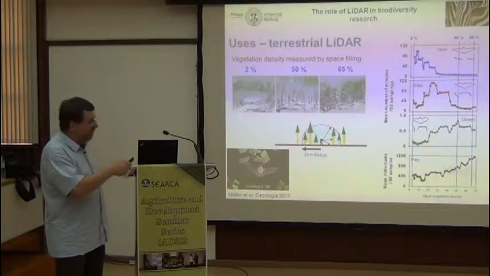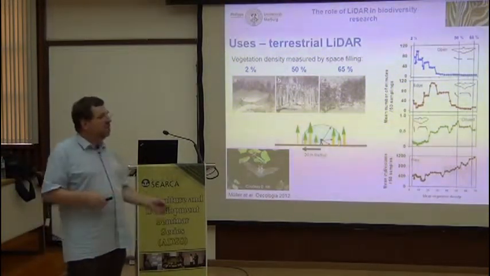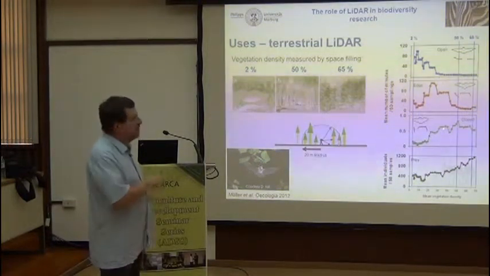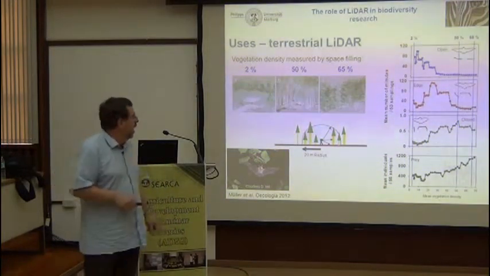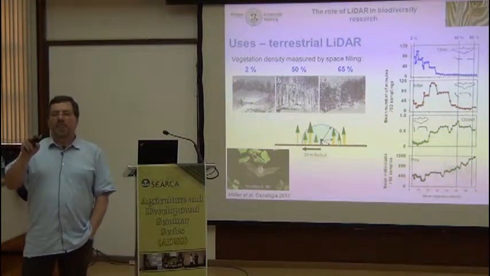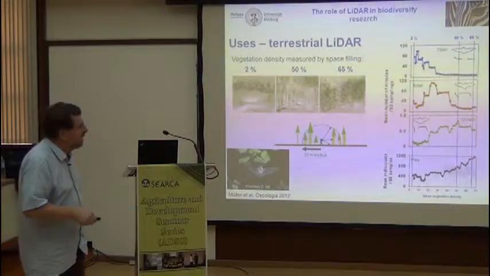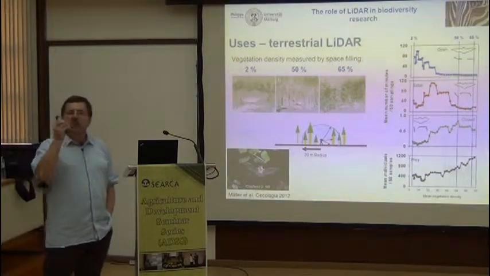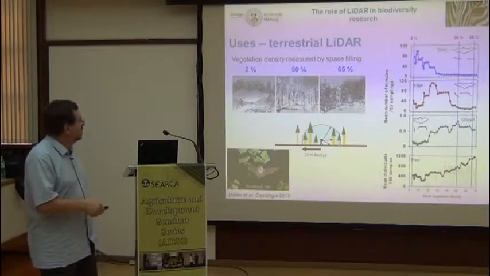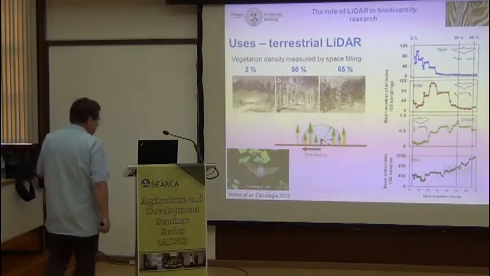When you plot the activity of the bats along this space filling of the vegetation, here labeled mean vegetation density, you see what you expect. The open space foragers go down, the edge foragers are in the middle, and the closed vegetation foraging species are in the dense forests. So the first aim here was not to estimate this, but I hope this convinces you that very simple LiDAR data can present meaningful information about the habitat of certain species, and even information which is also perceived by the animals themselves, so information from the bat's point of view.